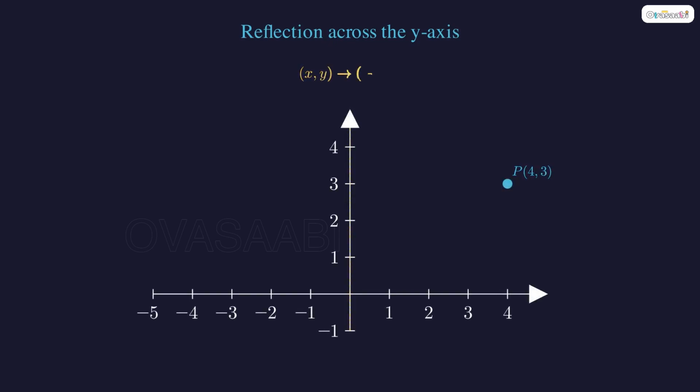Reflect point P at (4, 3) across the y-axis. The x-coordinate changes sign, but y stays the same, so P' becomes (-4, 3).